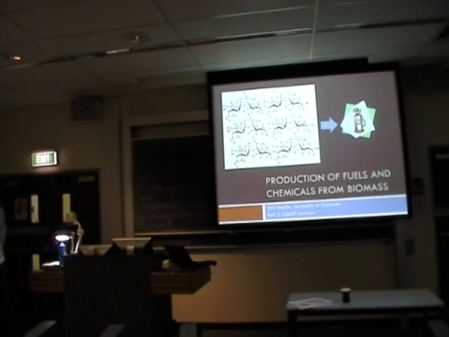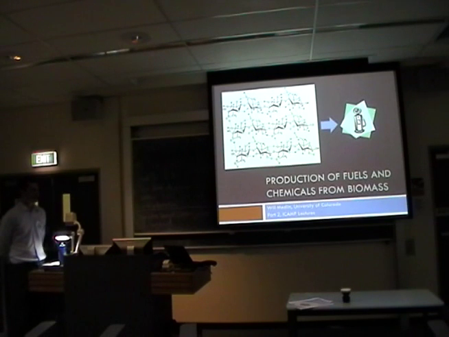Okay, so we're going to talk for the rest of this session on production of particularly fuels, but I might have a couple of chemicals examples from biomass, so trying to produce the same kinds of petrochemicals, but not from petroleum, using biomass as the feedstock. And this is a depiction of the molecular structure of one component of biomass, which is cellulose.